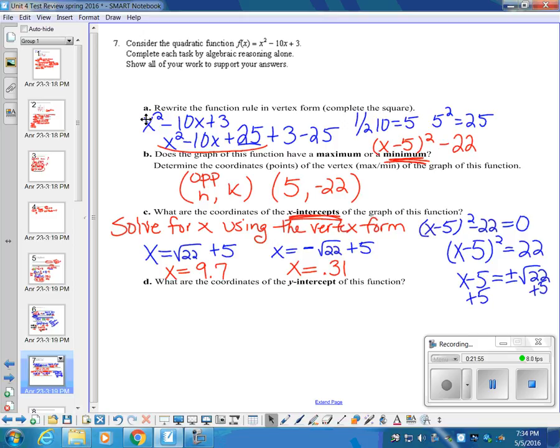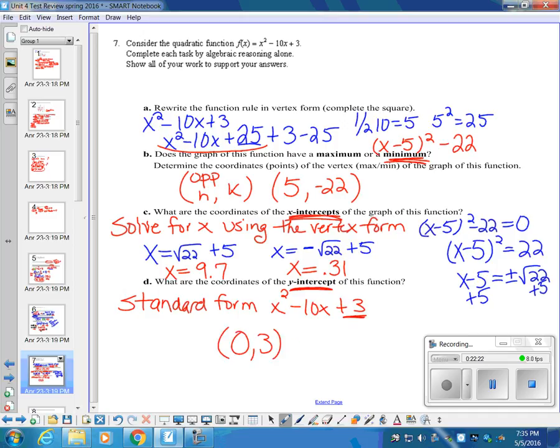Okay. What are our y-intercepts? Well, just one. What is the y-intercept? The easiest way to find your y-intercept is in standard form. You have standard form. That's what we started with. So it's x squared minus 10x plus 3. So your y-intercept is your c, so (0, 3) is my y-intercept from here.